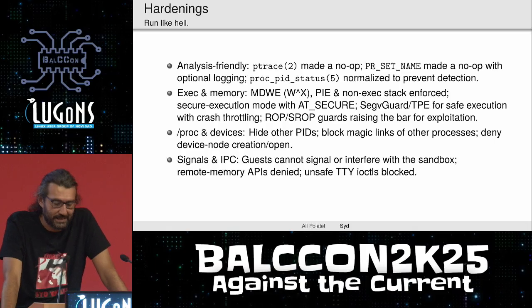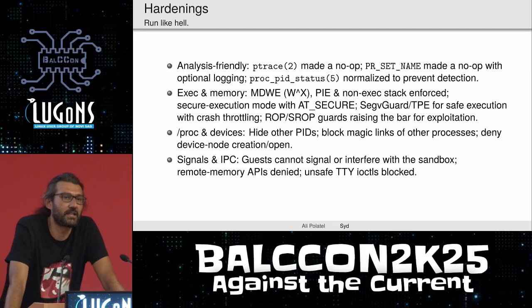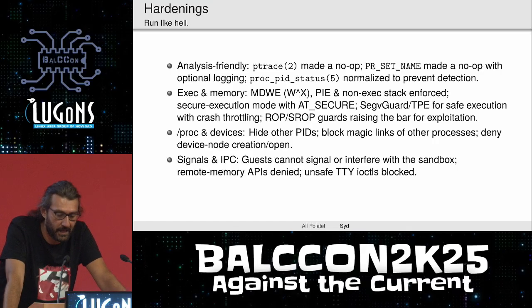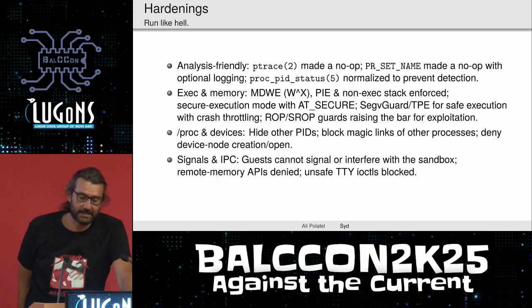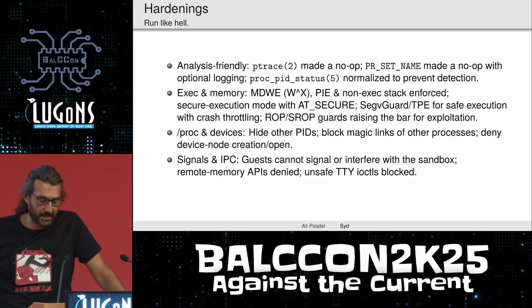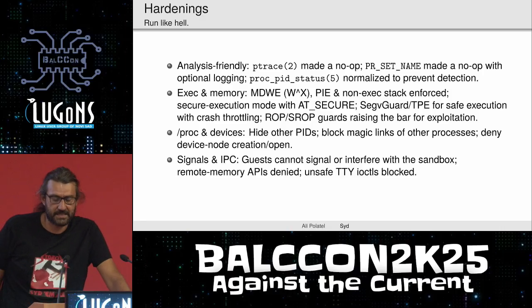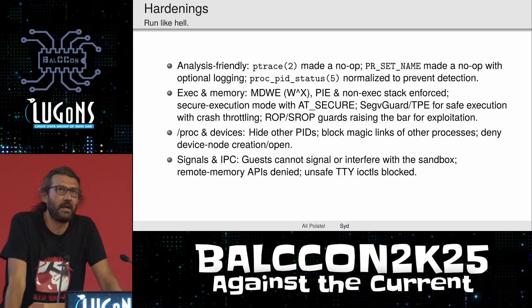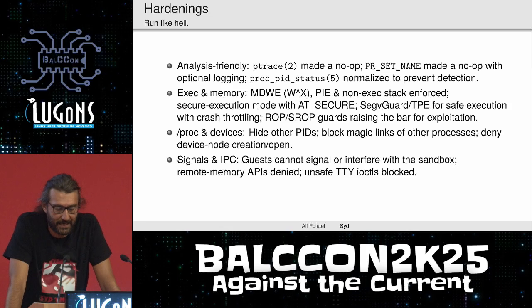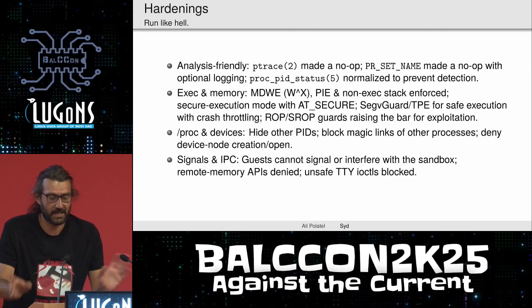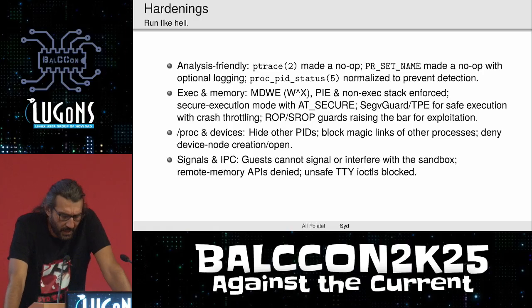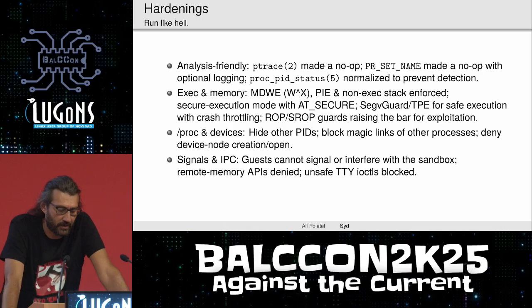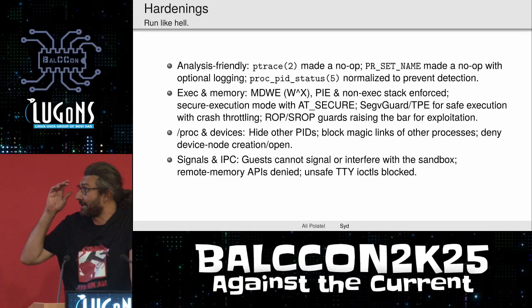And then we have SegvGuard and trusted path execution, which we have inherited from grsecurity and hardened procfs, thankfully. These are for safe execution with crash throttling. SegvGuard, I'm going to display to you in a bit how it throttles crashes. Trusted path execution is to prevent you from executing files in world writable sticky directories and such, or symlinks in those directories, which can be used for various attack vectors, and this prevents that. We also have guards for return-oriented programming and sigreturn-oriented programming, which I will again display in a bit by actually attacking an Nginx server.